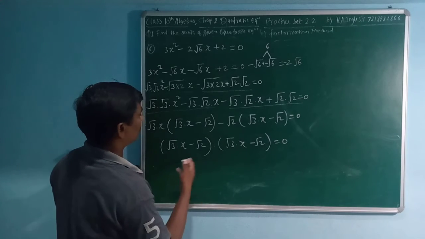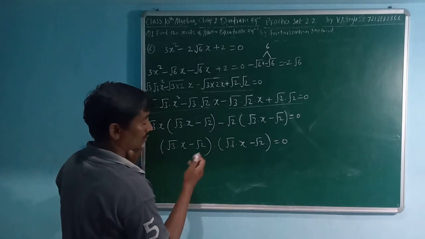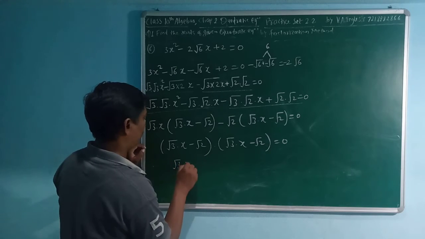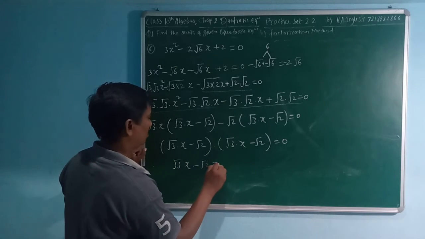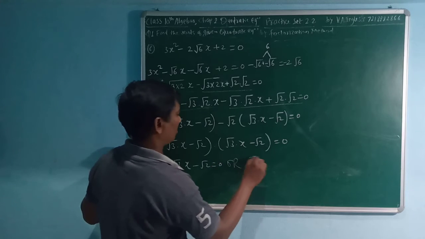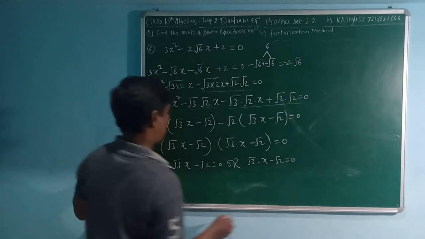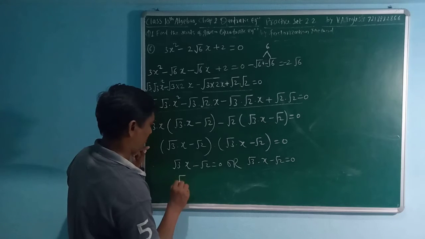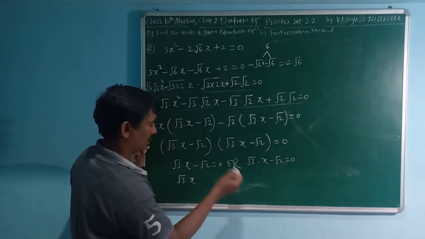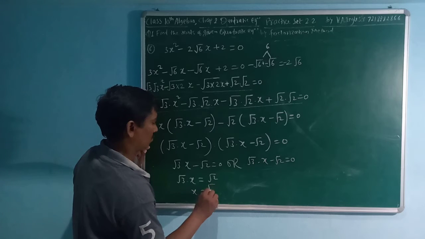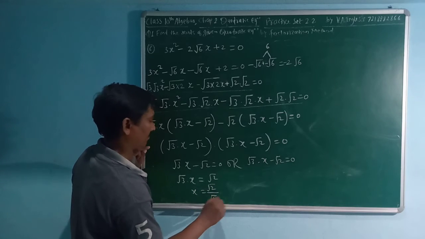If you see here, both the brackets are common, both the brackets are similar. So I can write root 3 into x minus root 2 is equal to 0, or root 3 into x minus root 2 is equal to 0. If you take this minus root 2 to the right hand side, this will become plus, then x is equal to root 2 by root 3.